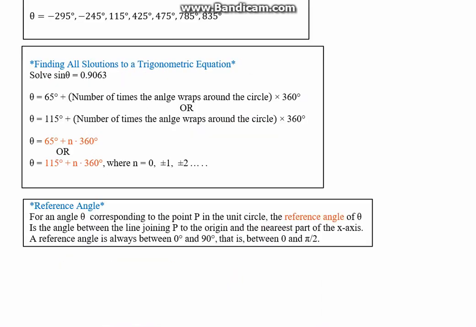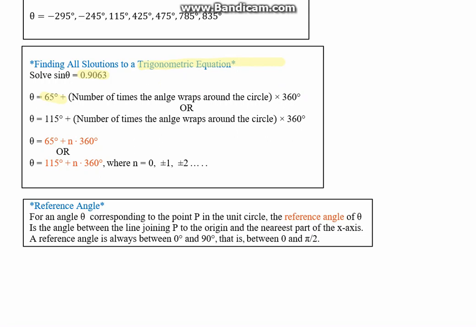Okay. Now moving on, we have finding all solutions to a trigonometric equation. Let's say we have to solve sine theta equals 0.9063. So theta is going to equal 65 degrees plus the number of times the angle wraps around the circle. If it wraps around the circle twice, then this is going to be 2. If it's 3 times, 3, 4 times, 4, that's basically what it's saying. And then you multiply that by 360 degrees.